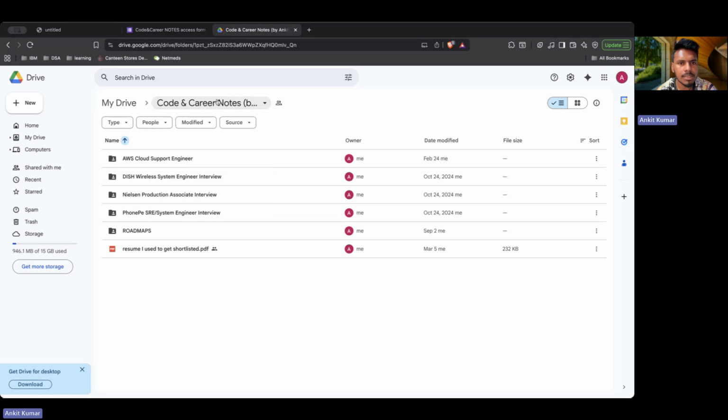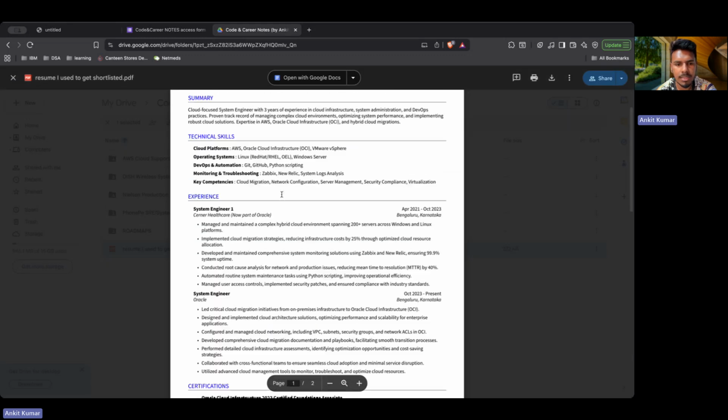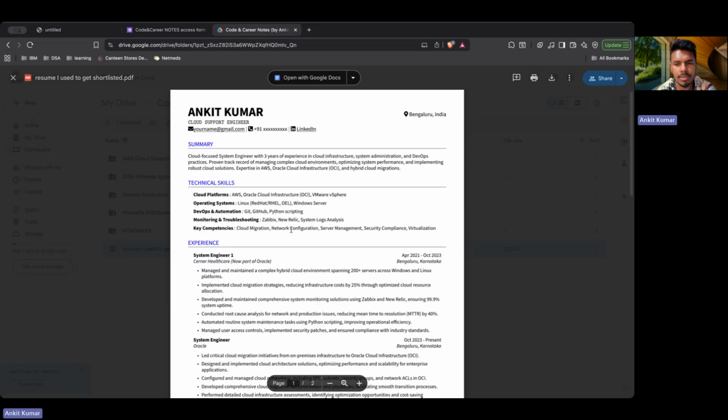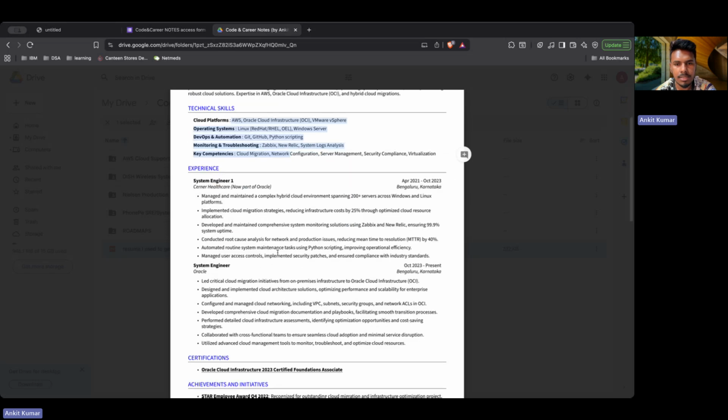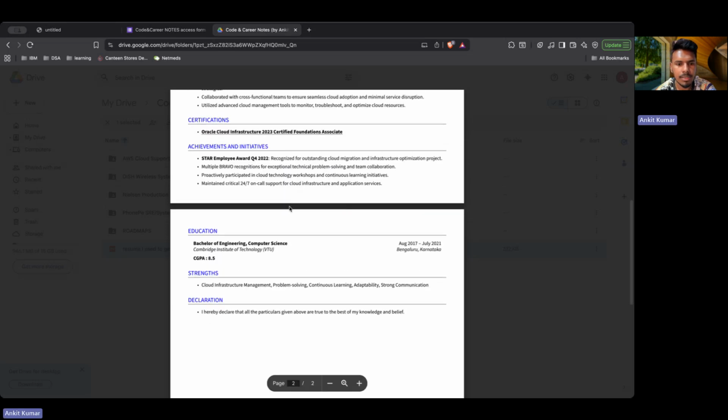In my drive folder, this is the main folder where I have categorized it into different company roles which I had given interviews for and whatever questions were asked to me in those. First of all, you can see the resume which I used to get shortlisted at that point of time. I was using a very simple resume, but I had given my experience elaborately and my skills also related to whatever role I was applying for. These skills and this experience are for my system engineer experience of 3 years, and I was using this to apply to the companies.